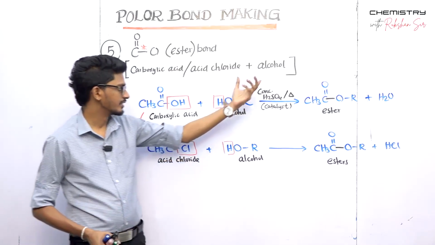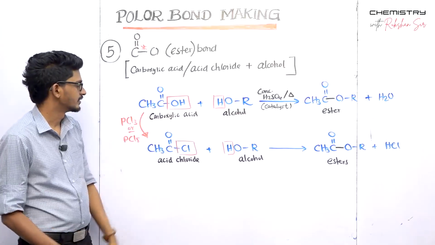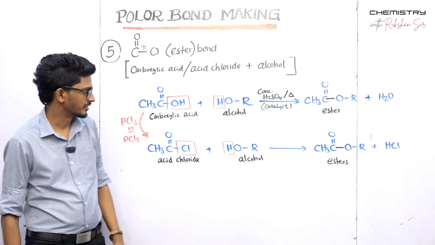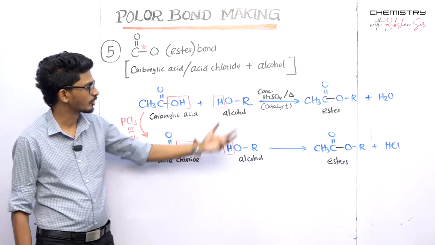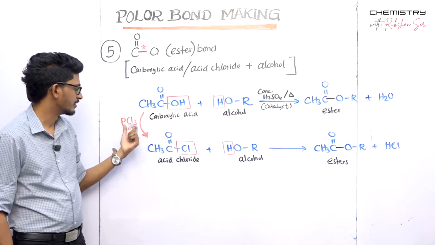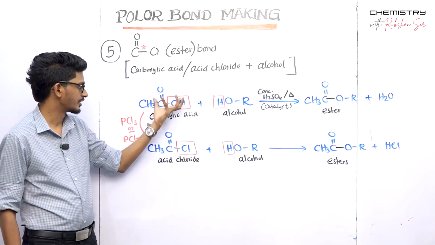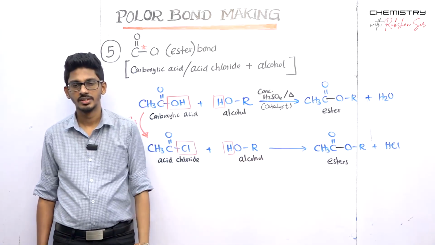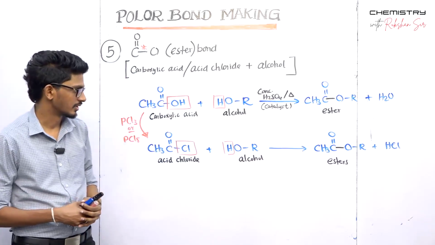If the conc sulfuric is given and the PCl5 is not given, then use this pathway to form your ester. But if the conc sulfuric is not given and the PCl5 is given, then after producing the carboxylic acid, follow this pathway to produce your ester, right? That is the usage of these two pathways, right?